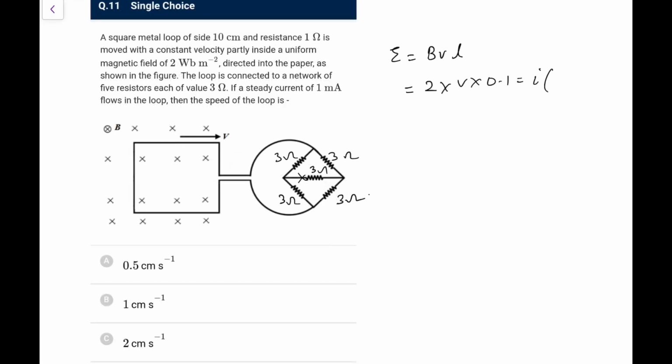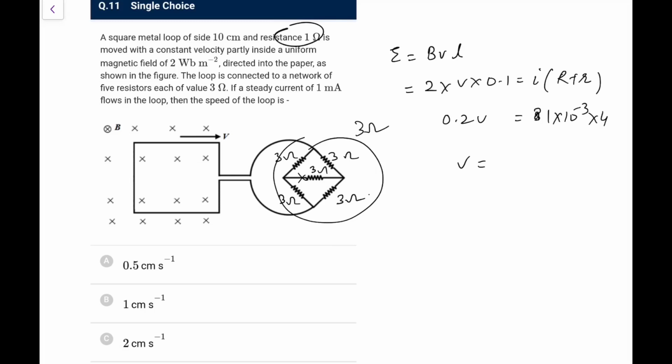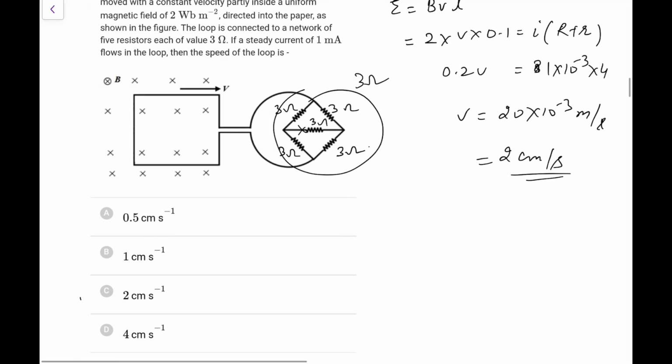This would be equal to I into, now there will be an internal resistance also, so that would be R plus R. This R is the external load which we say is 3 ohm, so 3 plus 1 would be 4 ohms, and the current is 1 milliampere, and this is 4 ohms. This is 0.2 V, so V comes out as 4 upon 0.2, that is 40 by 2, 20 into 10 to the power minus 3 meter per second. You can call it 2 centimeter per second. Go for option C in this case.